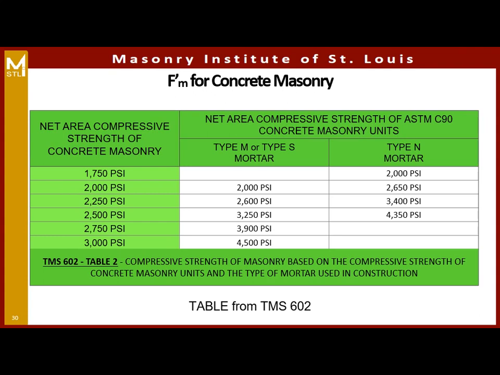I mentioned the unit strength method. This is the unit strength table from the TMS code. You can see that center column there dealing with type M or type S mortar. You go down to the entry that says 3,250 PSI, and then on the left-hand side, that gives us an F prime M of 2,500. So that is what I was basing the previous example off of.